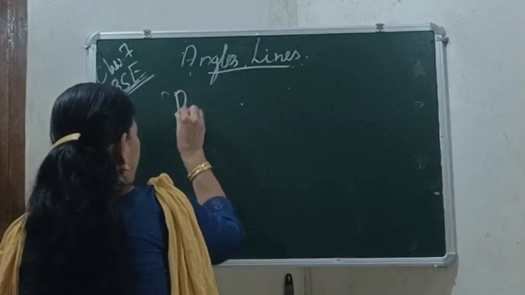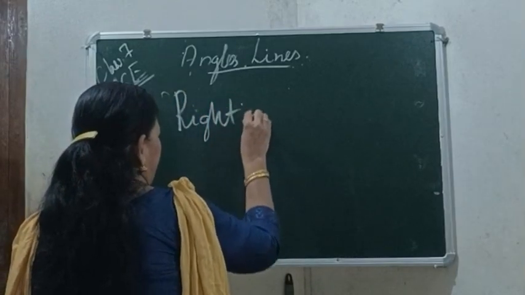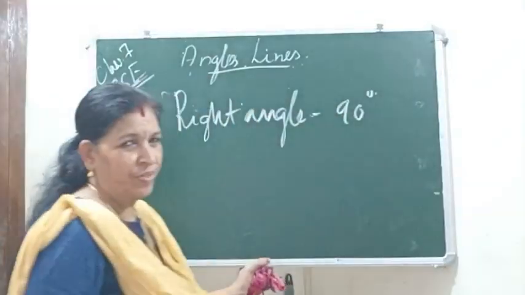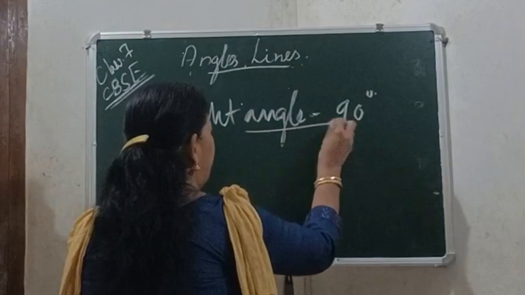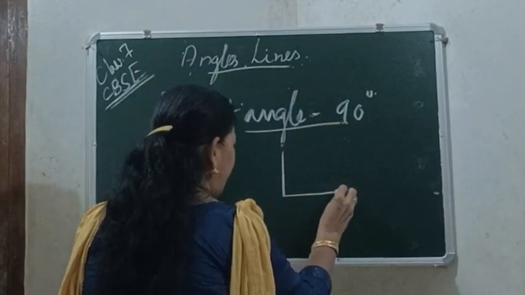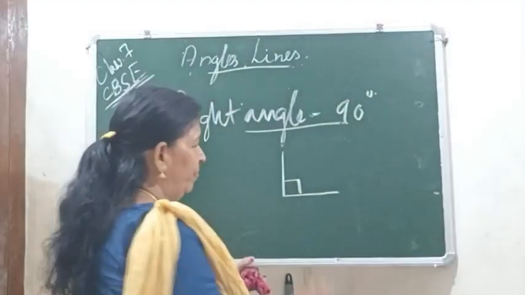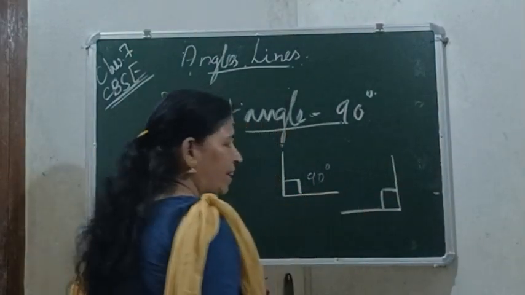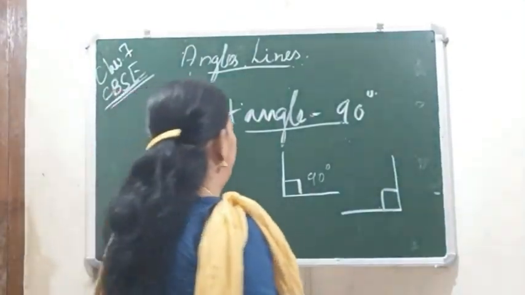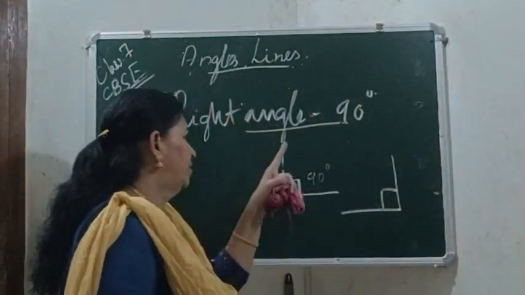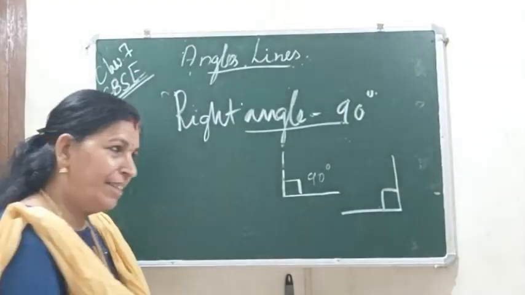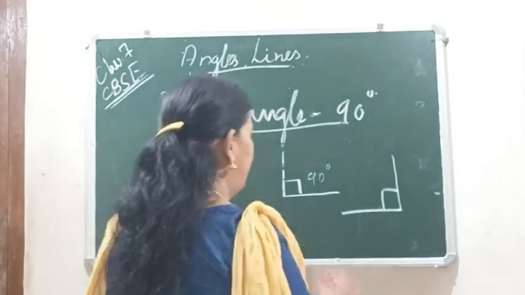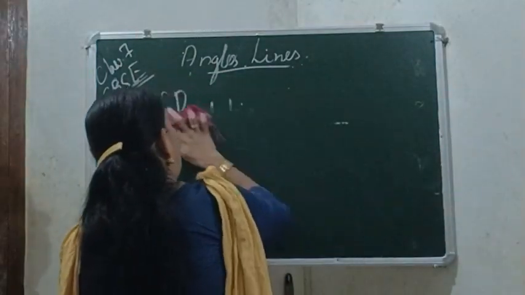Then the right angle. Right angle means 90 degrees. An angle of measure 90 degrees is known as a right angle. This is 90 degrees, it's a right angle. Next, this is 90 degrees, it's a right angle. Angles less than 90 degrees are known as acute angles. Examples: 25 degrees, 20 degrees, 38 degrees, 55 degrees, etc.